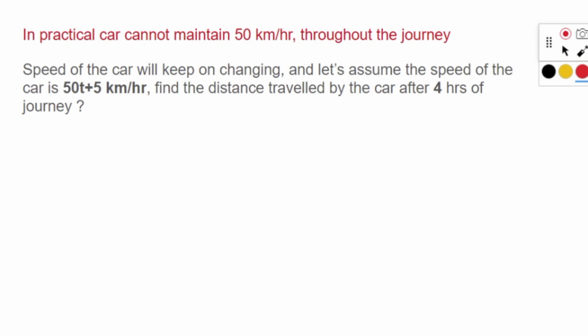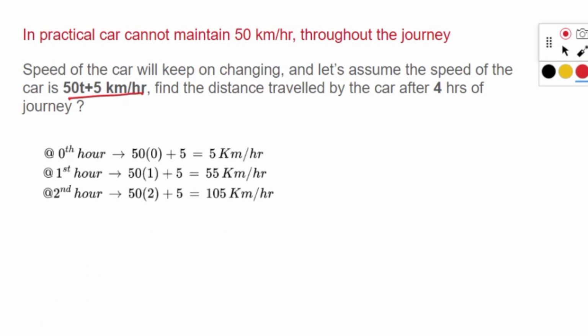So I am modeling the speed of the car as 50t plus 5 km per hour, which means at the 0th hour my speed is 5 km per hour, at the first hour my speed is 55 km per hour, at the second hour it's going to be 105 km per hour. Like that, your car speed will increase. Now tell me, what is the distance covered by the car after 4 hours? You can pause this video, take some time and come up with your answer.